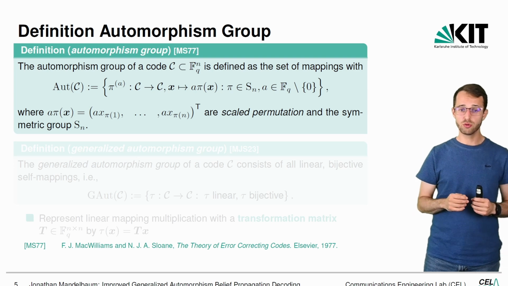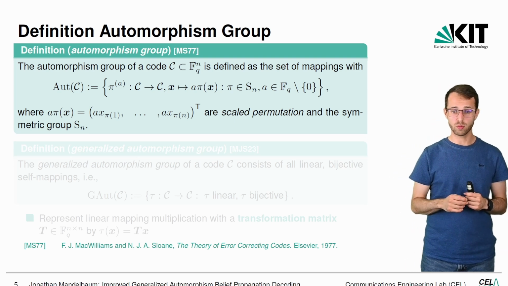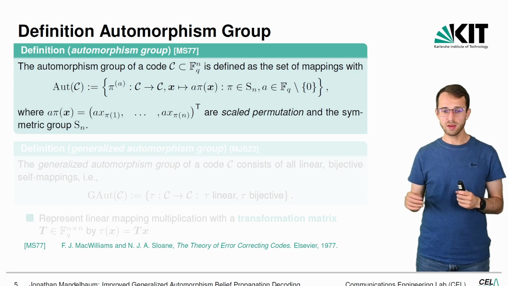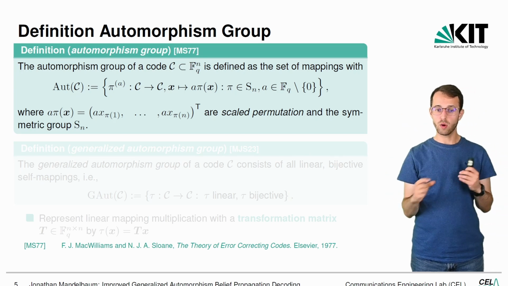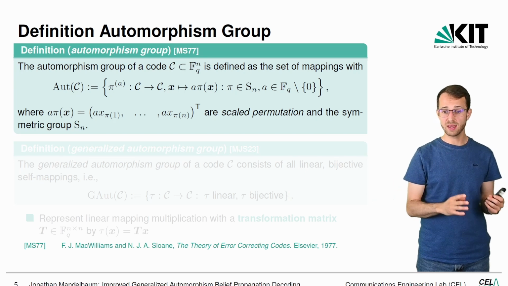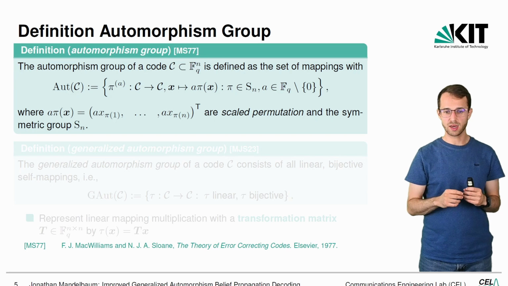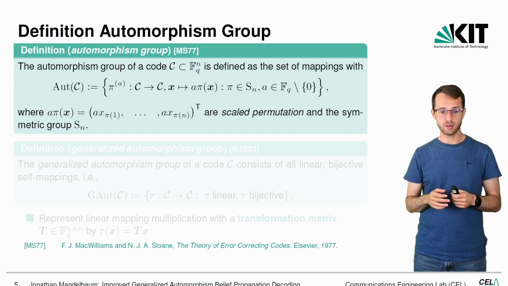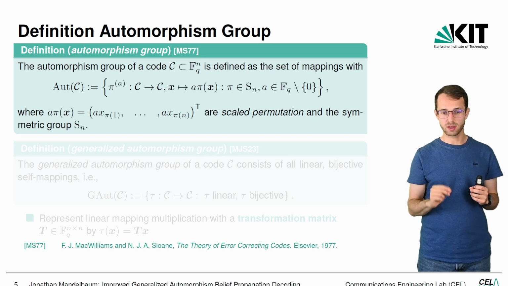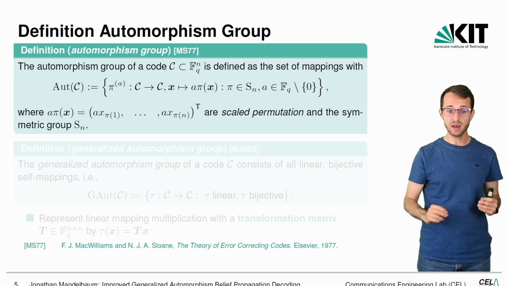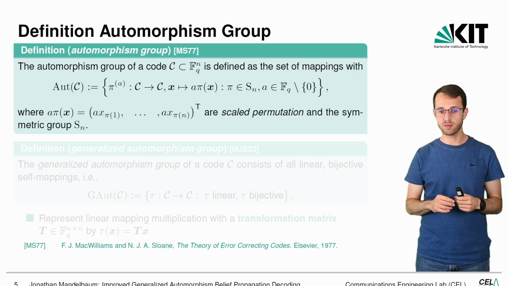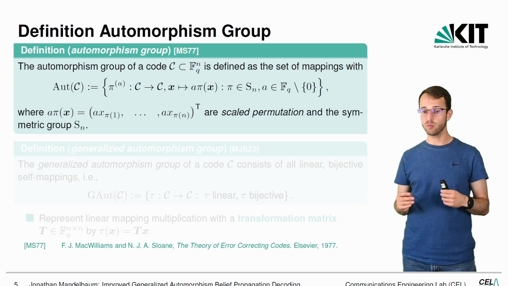Now, I want to introduce the concept of the automorphism. The automorphism group of a code is defined as the set of mappings pi A, where pi is an element of the symmetric group and A is a non-zero element of our finite field, and pi A is defined as follows. So we permute our coordinates according to pi, and then we scale everything with our non-zero element. Therefore, I name these mappings pi A scaled permutations.